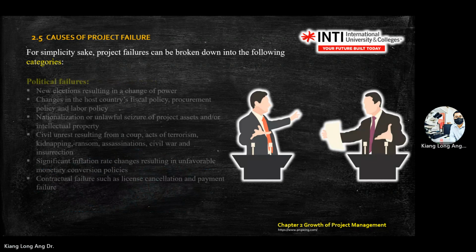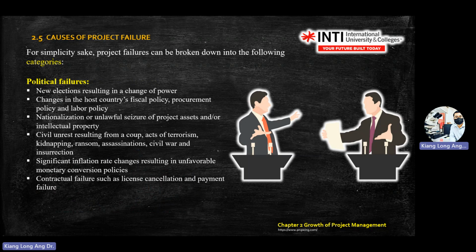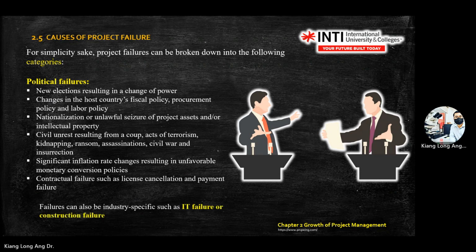Okay. So the third one is political failure. This one is more on the bigger picture. For example, change of government officer and all this. Election. Okay. So there are three types. If this kind of question comes out, you only need to give three types of category.